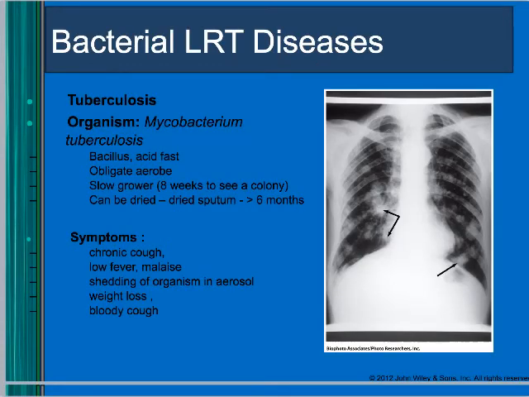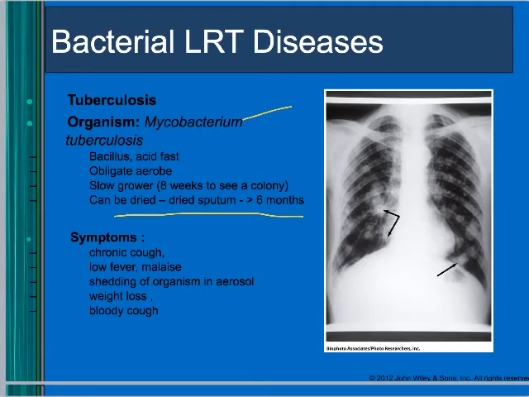Now, another lovely lower respiratory disease is tuberculosis. Tuberculosis is caused by Mycobacterium tuberculosis. It's an acid-fast bacillus. It requires oxygen, and it grows really, really slow. It can be transmitted through coughing, but it will also survive in dried sputum. So if somebody coughs on something and it's not cleaned up, it can still be alive there.